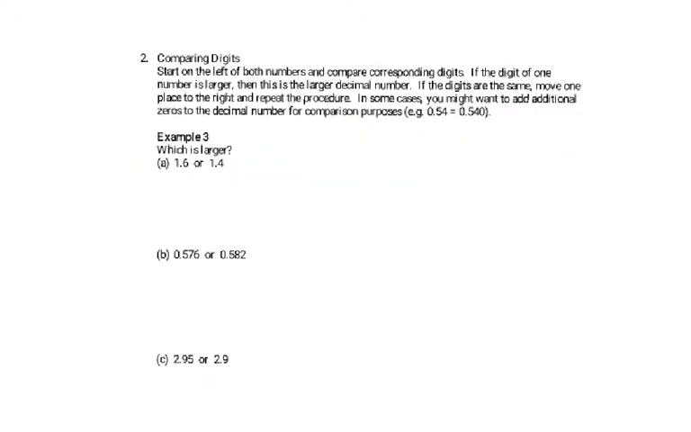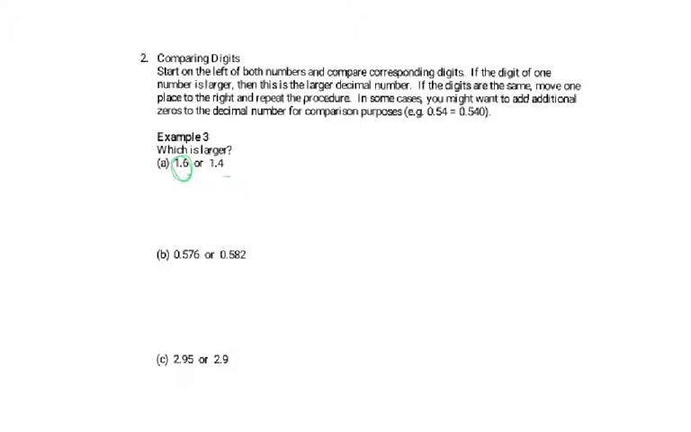And now we're going to look at comparing digits. When we want to look at decimals that seem like they're really close to each other, what we want to do is start at the left side of both numbers and compare the digits. And as soon as we get to ones that are different from each other, the number that has the larger digit is the larger number. Okay, so if we look at 1.6 and 1.4, they're both 1 point something. They both have a 1 in the first place, but the second number is a 6 compared to a 4, so 1.6 is larger than 1.4.